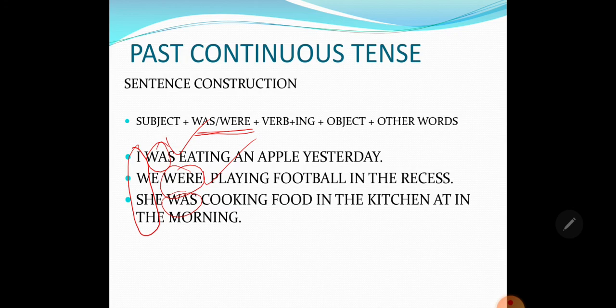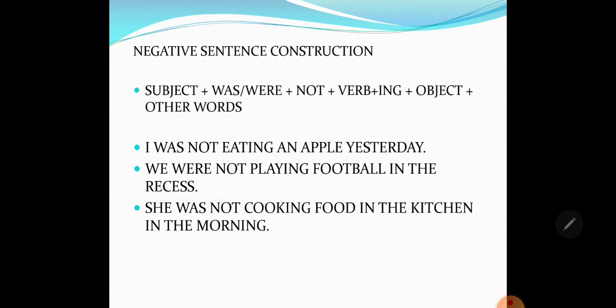Now making negative sentence, again it is the simplest, adding not. By adding just a word not over here, we change this sentence into negative sentence. I was not eating an apple yesterday. We were not playing football in the recess. She was not cooking food in the kitchen in the morning.